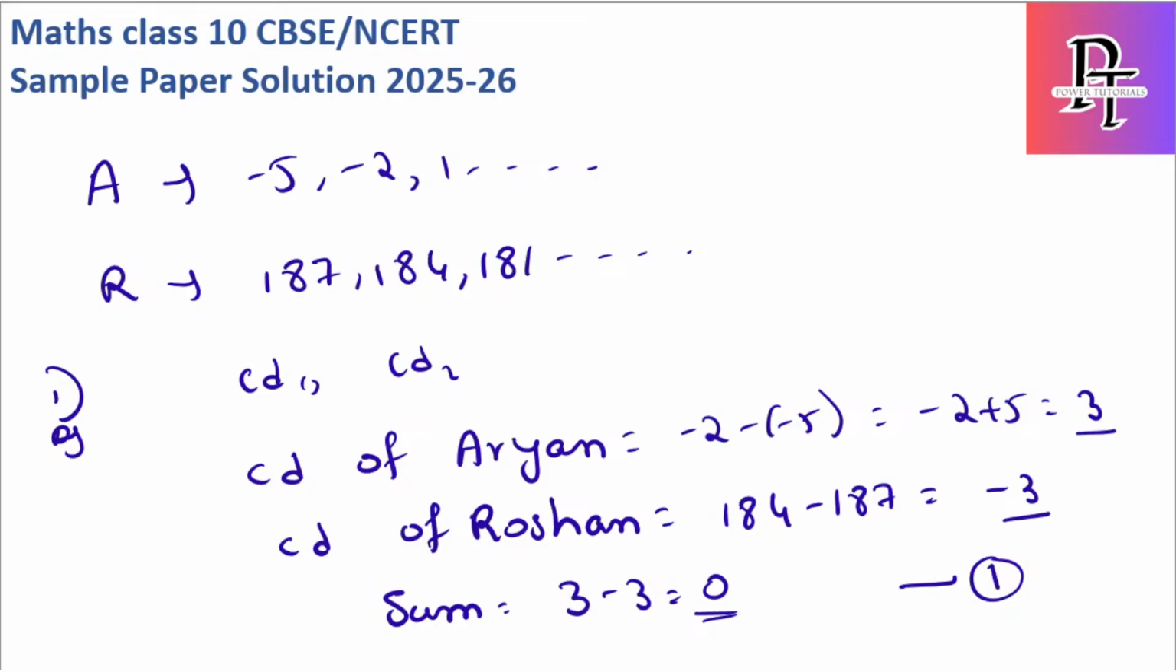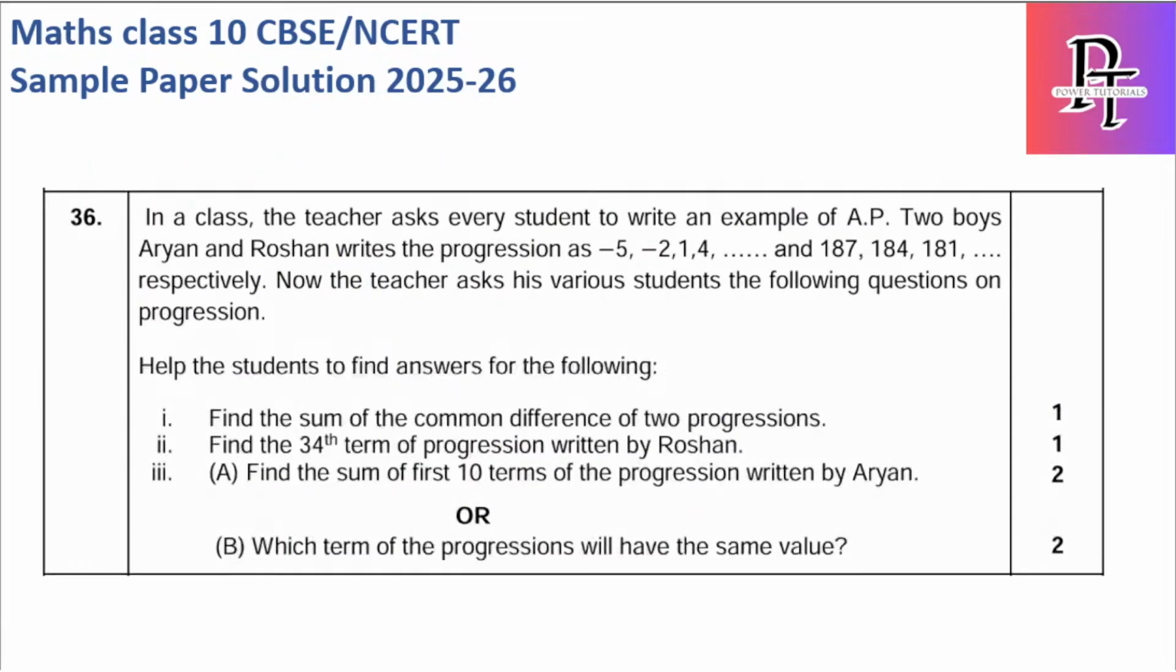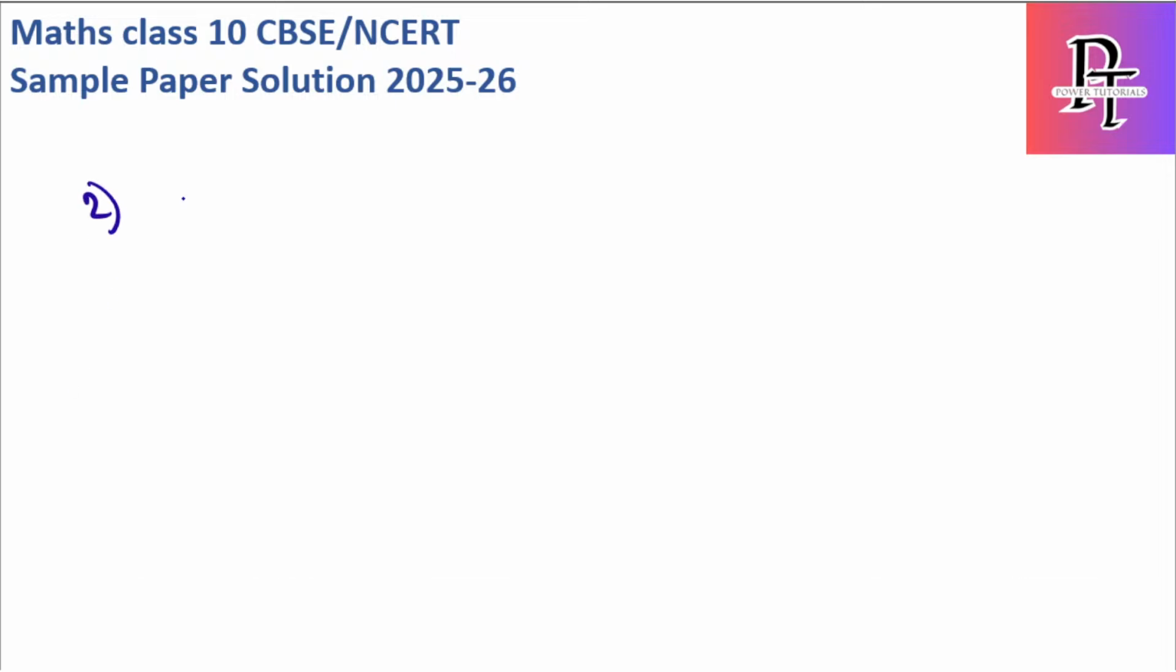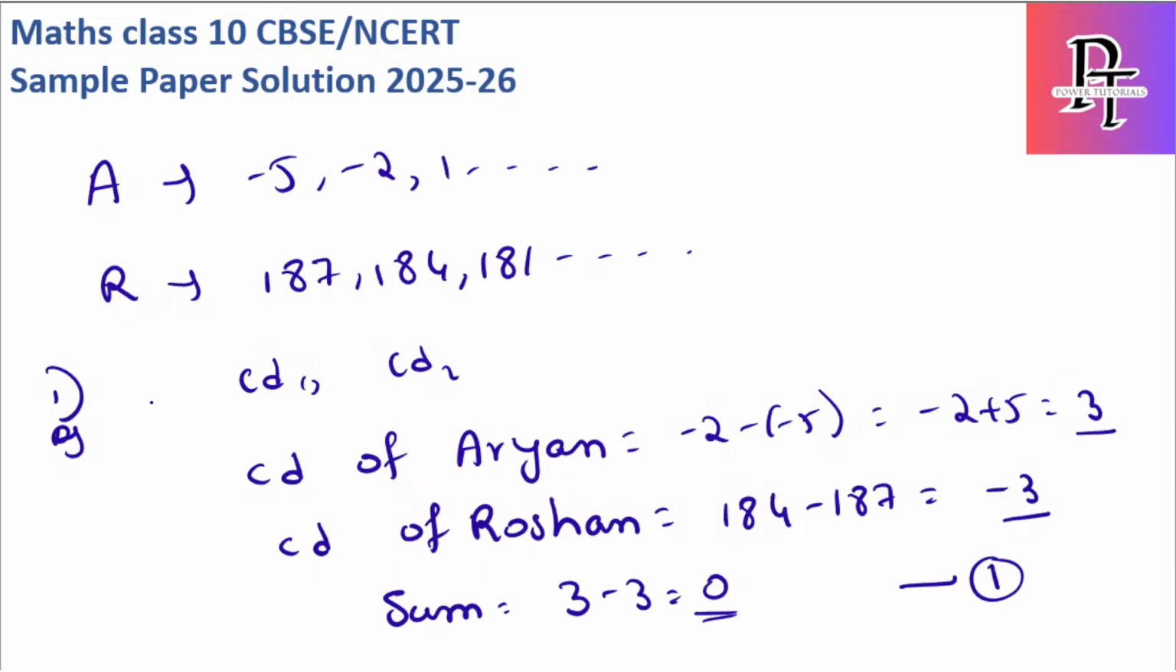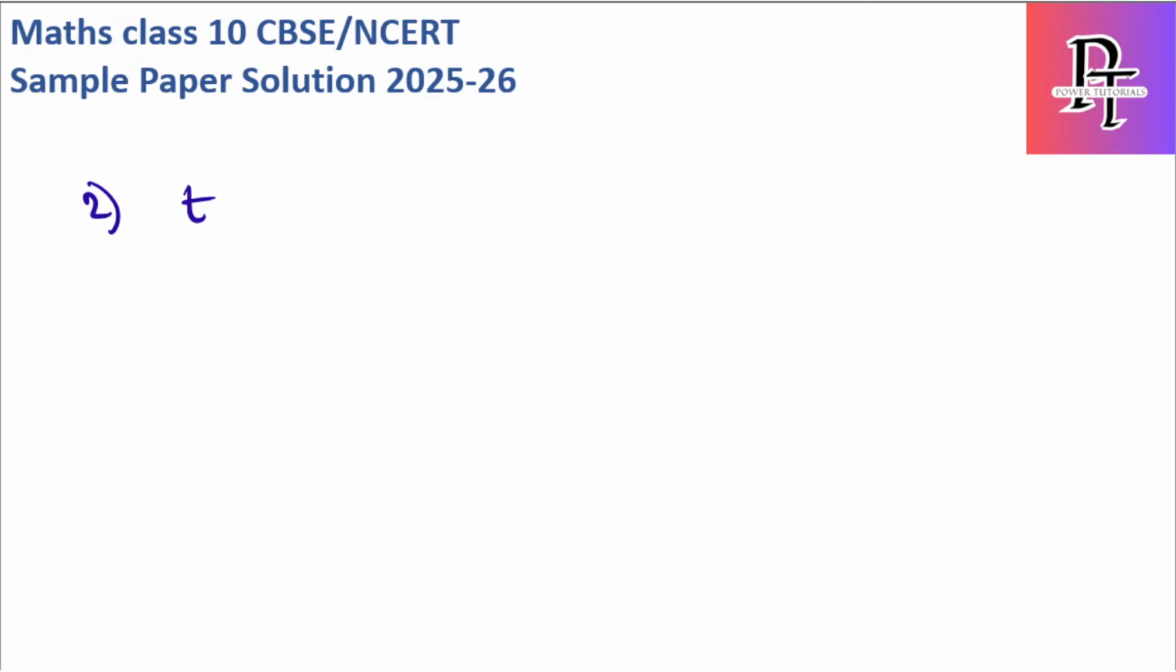Okay, so let's move to the second question, this 4 marks one. Find the 34th term of the progression written by Roshan. Okay, so they're asking T34. Here they have mentioned it in this way, so make sure you also follow the same order. So this will be 1 and this will be 2, not number 2, it should be Roman number 2. So make sure you're writing the proper question numbers while answering these questions.